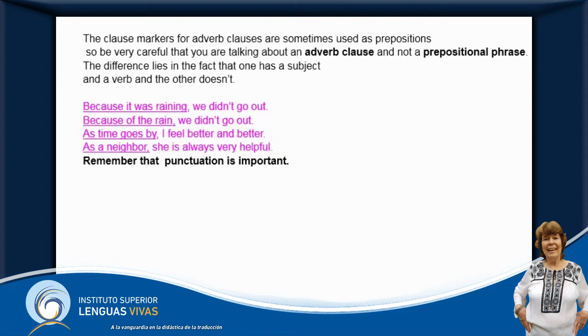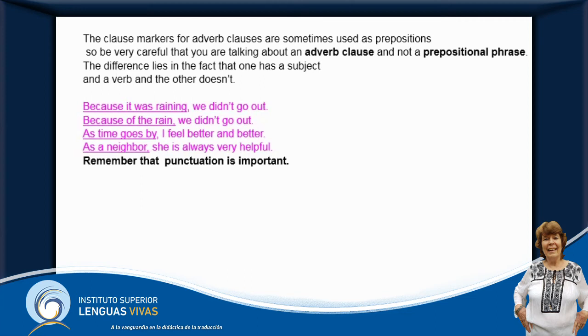And so here we have two examples: Because it was raining, we didn't go out. And here because is functioning as a subordinator for a subordinate clause of reason, because it was raining. In the next one you have: Because of the rain, we didn't go out. And there you don't have a subject, you don't have a verb, so that is a prepositional phrase. So the most important thing that you have to see here is whether you have a subject and a verb.